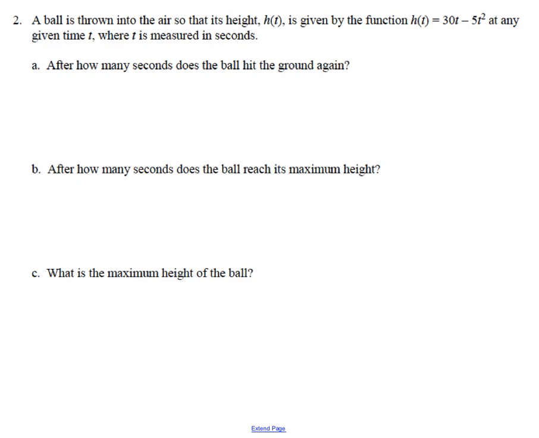Okay, here's another problem. A ball is thrown into the air so that its height, h of t, is given by the function h of t equals 30t minus 5t squared at any given time t, where t is measured in seconds. After how many seconds does the ball hit the ground? Think about the height when the ball hits the ground. How far off the ground is it?